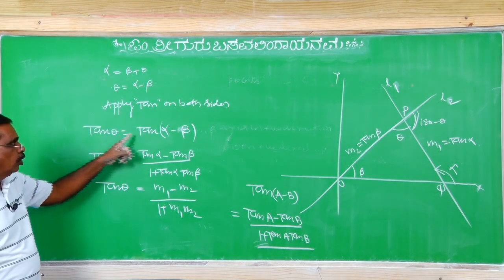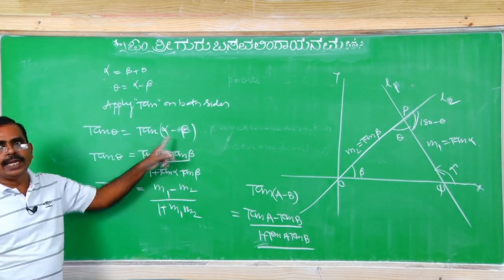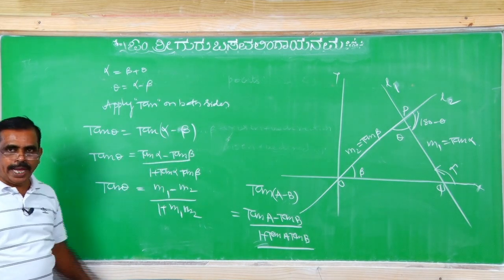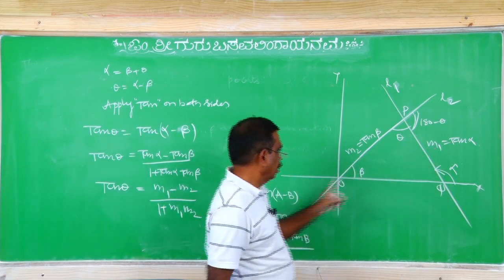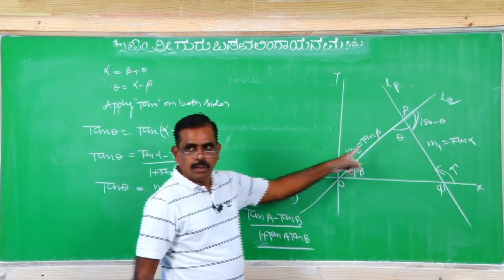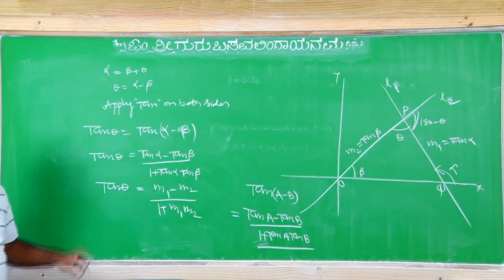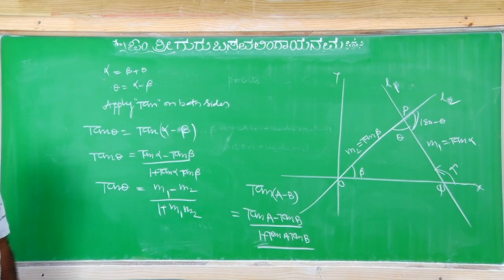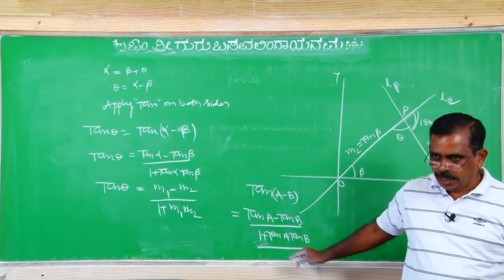Tan theta is equal to tan alpha minus beta. Tan alpha minus beta means tan A minus B rule: tan A minus tan B by 1 plus tan A tan B. Tan alpha value, tan beta value by 1 plus m1 m2. This is the angle between the two lines. Can you follow? Write down. Or suppose here 180 minus theta, what happened I will show you. Write down.